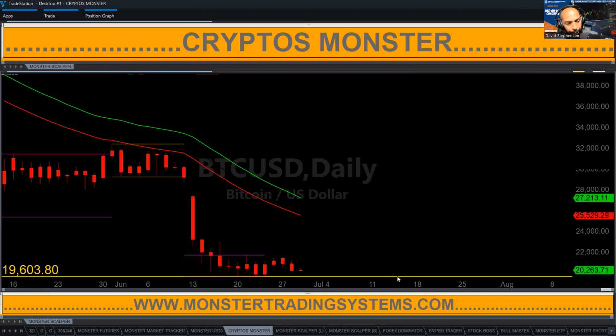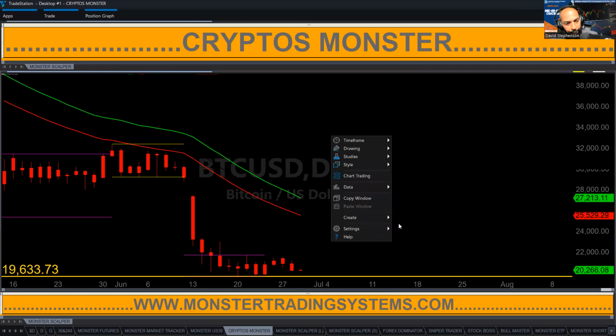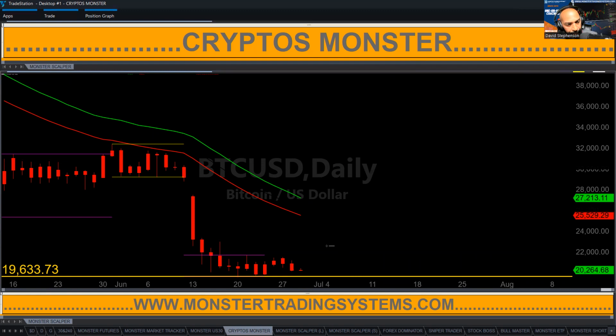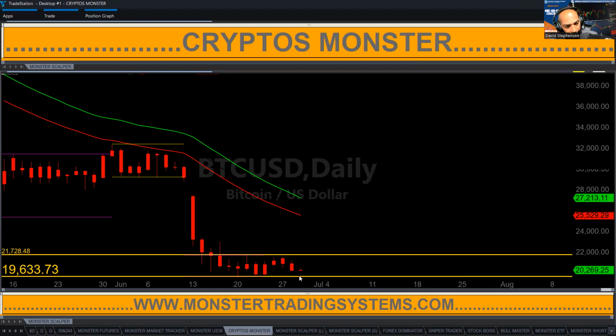So here is the new support right here. Here is resistance. Now we're within the markdown phase. Here is resistance right here within the markdown phase. Here is support. Here is resistance. Sellers are in control. Where can the price go from here? Anyone? It hasn't bottomed out yet.